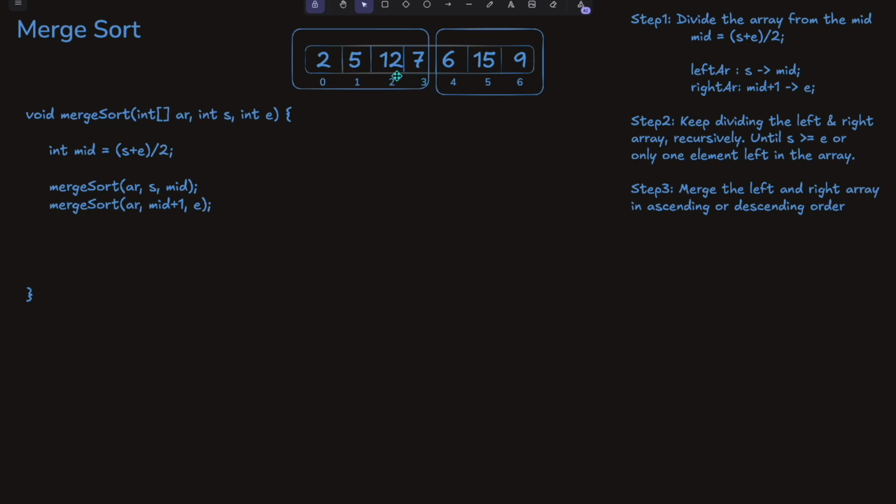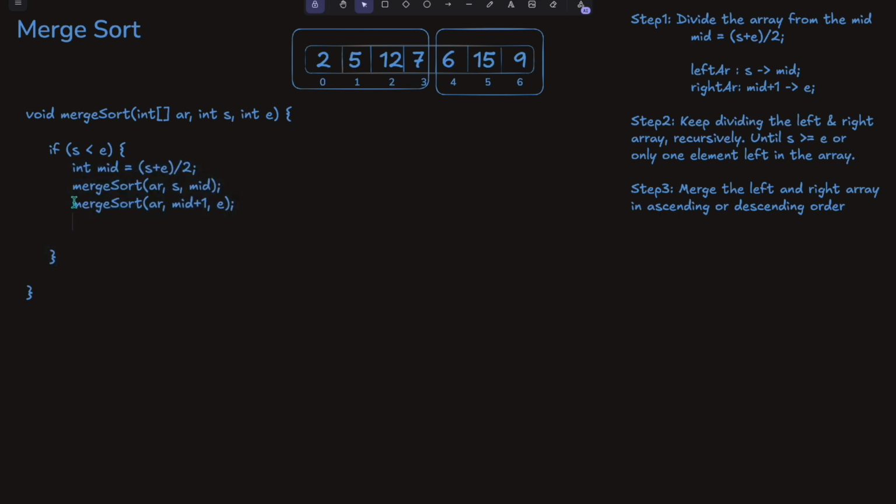Actually you will keep dividing the array. Hypothetically you are not dividing the array, but you are changing the start and end values. It will keep happening until s is equal to e. So s should always be less than e, and as soon as s becomes equal to e, you will stop.